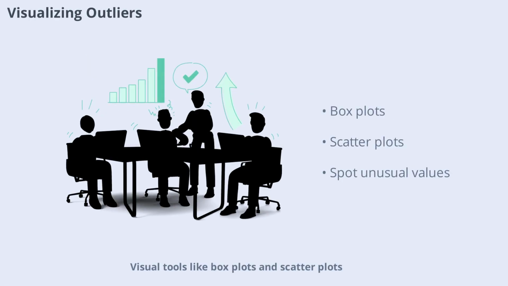Visual tools like box plots and scatter plots make it easier to spot outliers in your data. Box plots show the distribution and highlight values that fall outside the typical range. Scatter plots can reveal unusual patterns or points that don't fit the trend. Visualization helps us quickly identify potential problems and decide on the best course of action for each outlier.